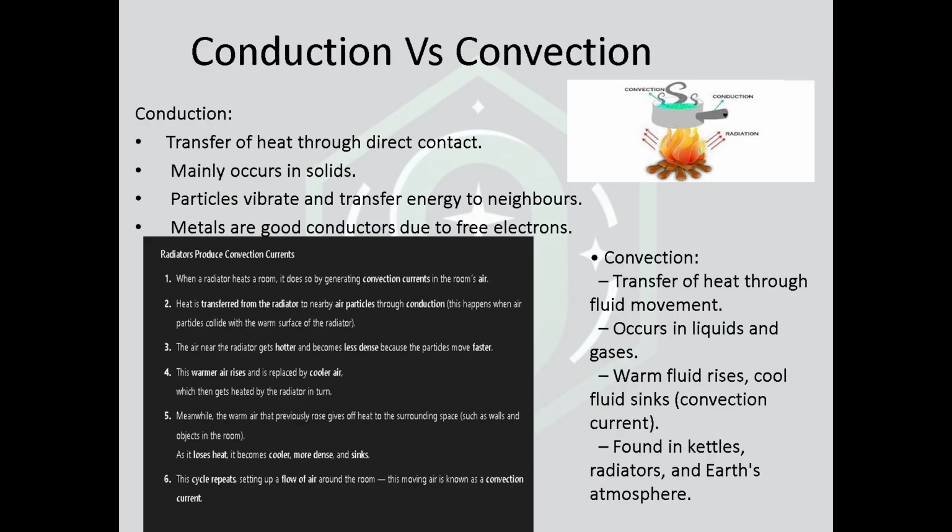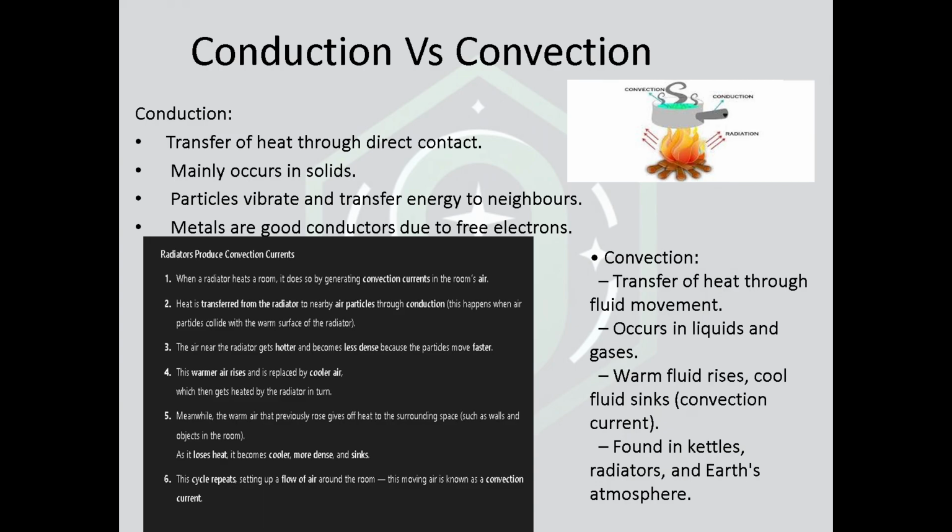I have put a more detailed explanation here, which I'm going to go through right now. How do radiators produce convection currents? When a radiator heats a room, it does so by generating convection currents. Heat is transferred from the radiator to nearby air particles through conduction. The air near the radiator gets hotter and becomes less dense because the particles move faster. This allows the warm air to rise, and it's then replaced by cool air, which then gets heated by the radiator in return. Meanwhile, the warm air that previously rose gives heat off to the surrounding space. As it loses heat, it becomes cooler, more dense, and then sinks, allowing it to get more heat transferred from the radiator again. So it's a continuous cycle, setting up a flow of air around the room, and that is essentially the basis of a convection current.